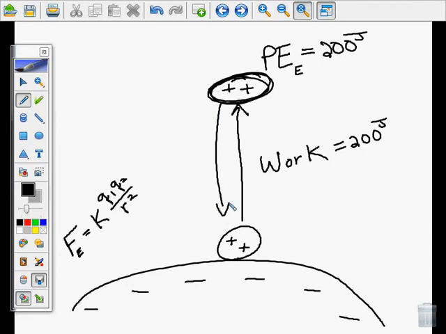Once again, it's going to be losing its electrical potential energy. But what do you think it'll be gaining, Mike? Kinetic. And how much kinetic energy? 200 joules. So it's a very similar system where the work done is equal to the potential energy at one location, which is equal to the kinetic energy at another location.